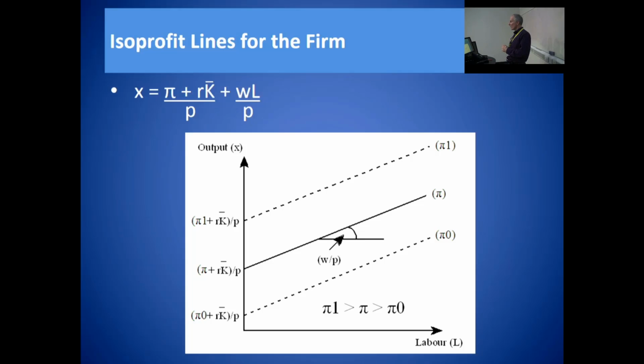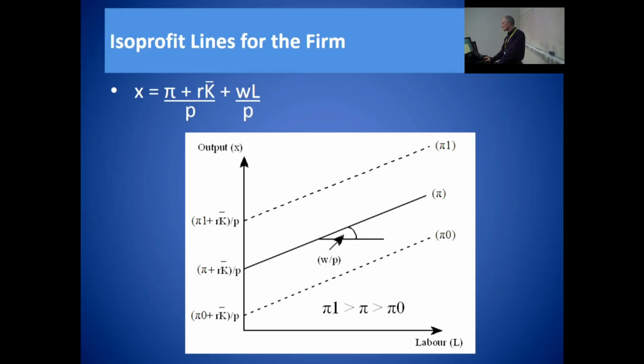We don't have labour and capital on these axes. What we're showing is a relationship between output, X, and labour, L. So that is what's on the axis, output and labour. And that solid line in the middle represents an iso-profit line. It shows us output levels that yield a constant level of profits.